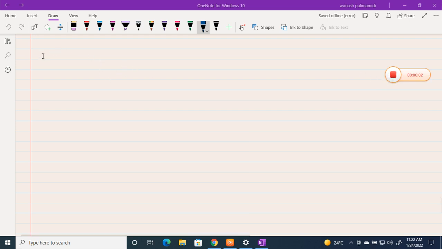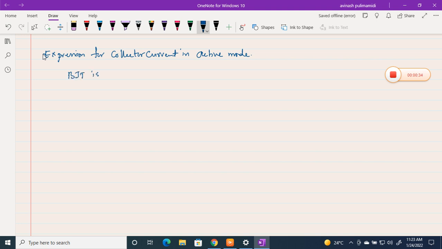Hello students, we will now discuss the expression for collector current in active mode. When a BJT is in active mode, what is the collector current?